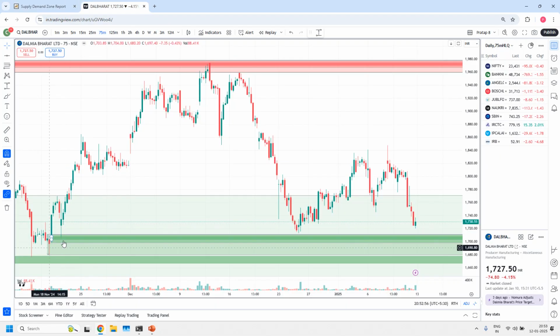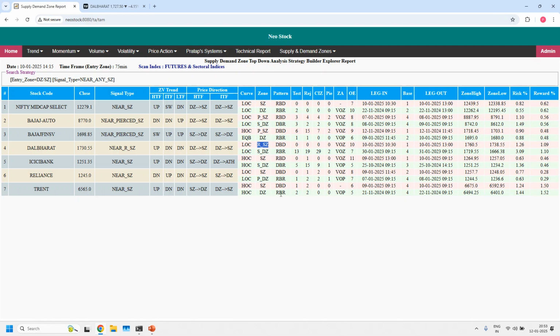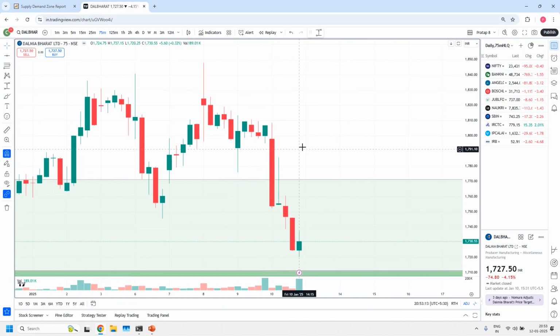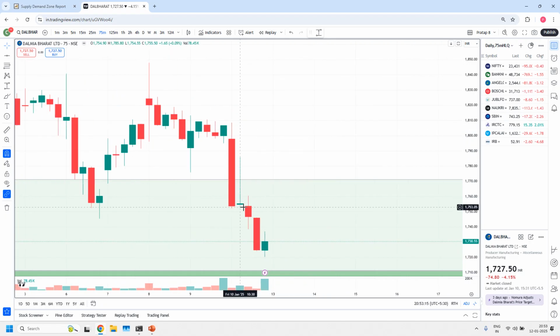Maybe this is a high liquidity zone, this fine-tuned 5-minute zone. Maybe. But anyway, now let us focus on this supply zone. 10/1/2025, 10:30. This is the one? Yes.